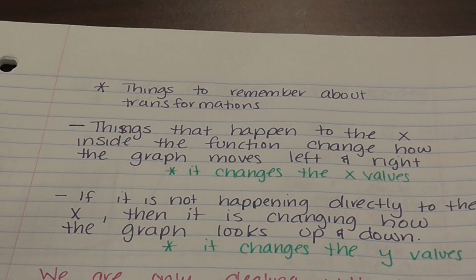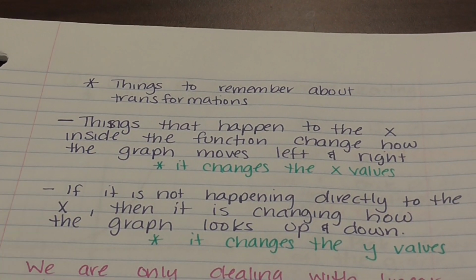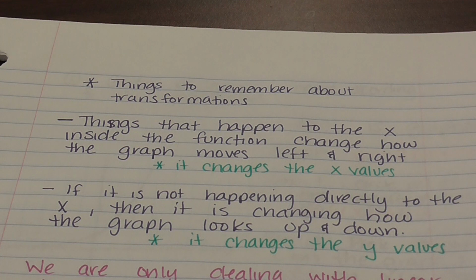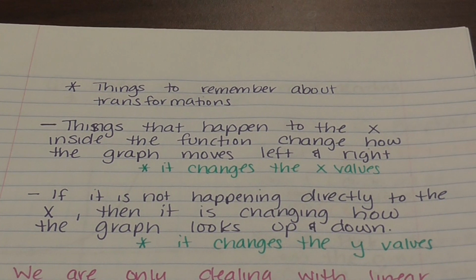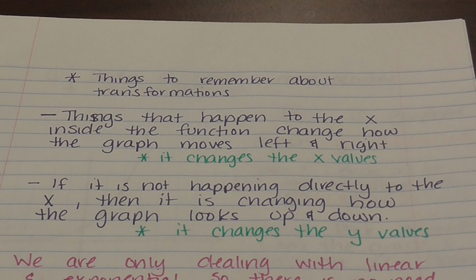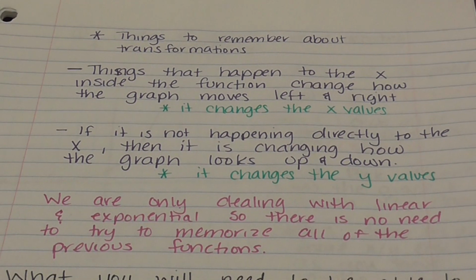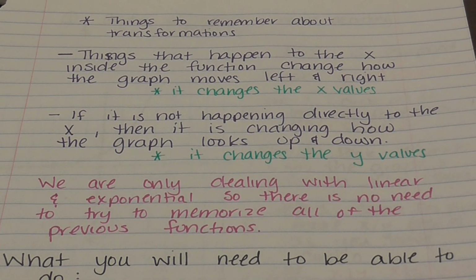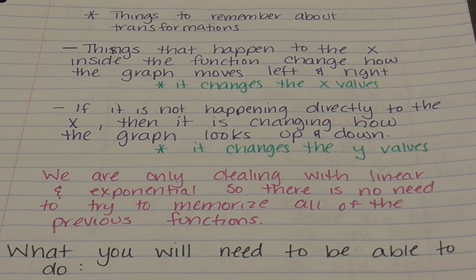Again, reminder, we are just doing exponential and linear. So some things to remember about transformations. Things that happen to the x inside the function, usually inside parentheses, change how graphs move left to right. It changes the value of the x because it's happening to the x. If it's not happening directly to the x, then it's changing how the graph looks moving up or down. So it is changing the value of the y. All right, so we're only dealing with linear and exponential, so there's no need to try to memorize all of those previous functions. I just wanted to show you how transformations work the exact same way for all of them.